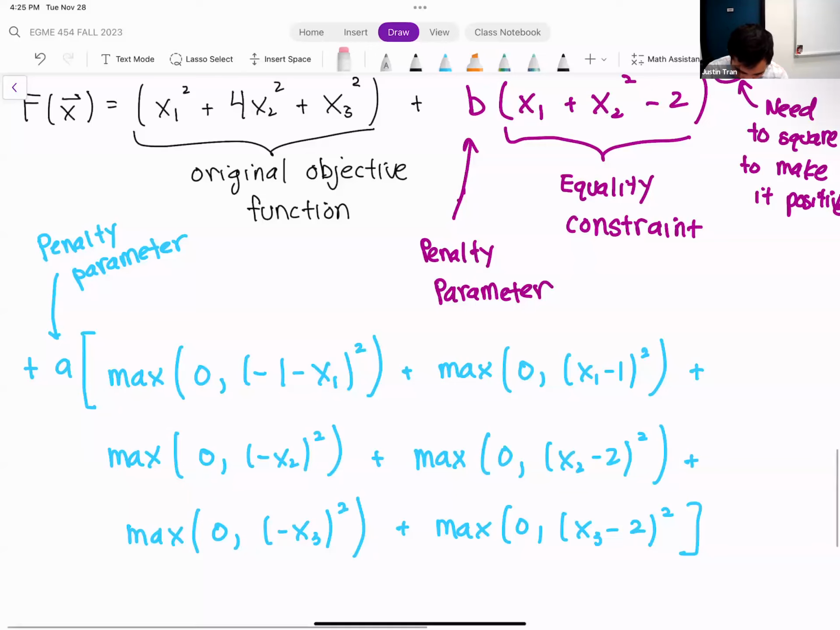New edit, sorry about that. These squares are in the wrong position here. The square should not be on the inside; the square should be on the outside of the max. That's mostly to keep things consistent with the units. You actually don't want to square the inside, otherwise the penalty parameters are not going to work correctly. So just to recap, we do have to square these to make the units consistent, but the square is applied on the outside.